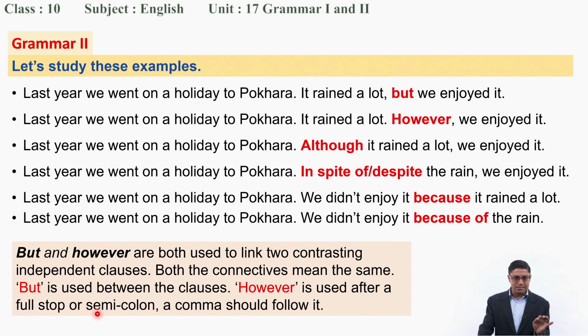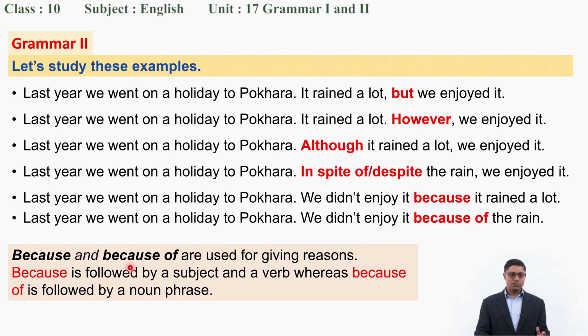But the difference is that but comes between the clauses. You see, it rained a lot, but we enjoyed it. So between two clauses, it rained a lot and we enjoyed it. But however, look at there, it rained a lot. However, we enjoyed it. It's in the beginning of a sentence. See, sometimes even however follows a semicolon. For example, it rained a lot; then however, we enjoyed it. That also we can do.